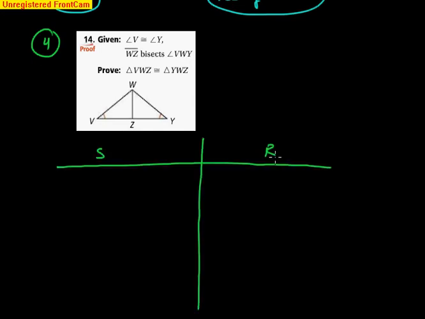Wait, I'm going to delete this one in just a sec. Okay, my apologies. So hopefully you had time to copy down the picture. Statements and reasons. My given goes in my first statement spot.